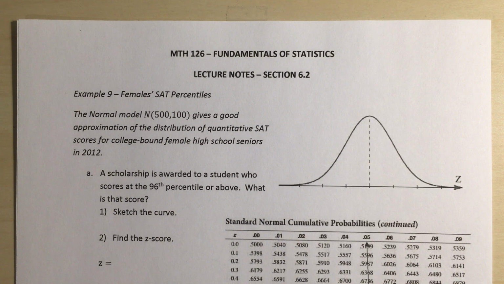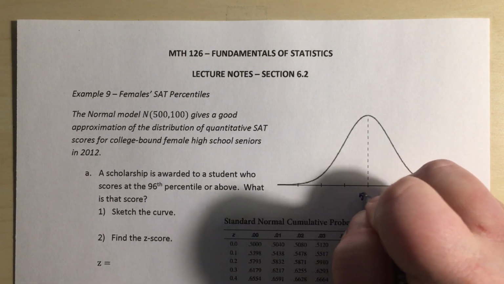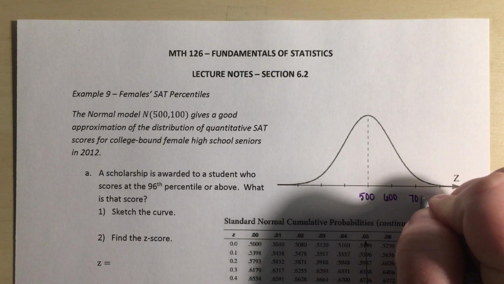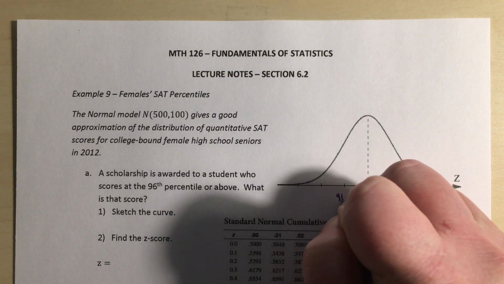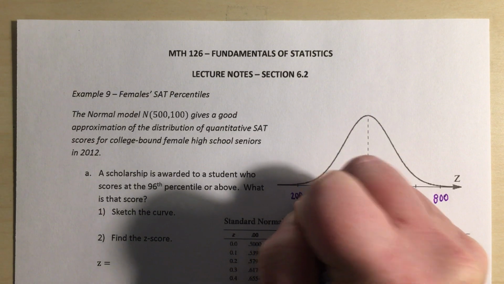Our first step is going to be to sketch our curve. Just like we did with other problems in this section, we're going to use our mean and our standard deviation to label our normal curve. Our mean is 500, our standard deviation is 100, so we're going to add 100 as we go up, and we're going to subtract 100 as we go down.